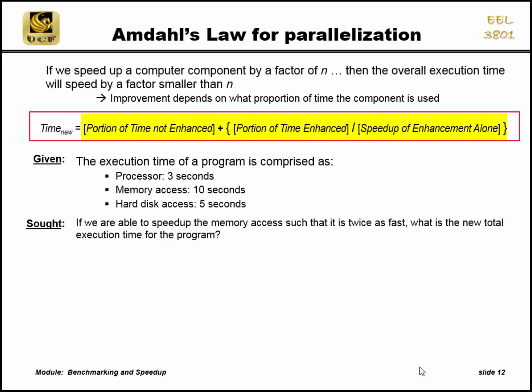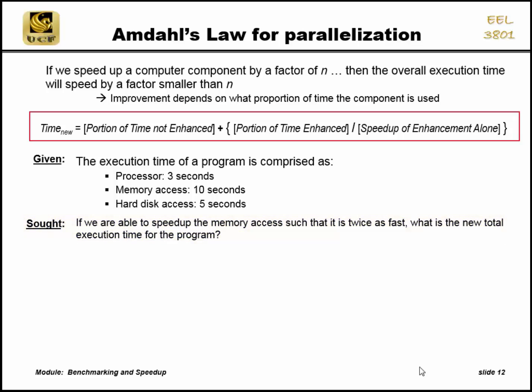How do we solve this problem? Well, here we have some proportion that's not enhanced and some proportion that's enhanced. Before I show the answer, what proportion is being enhanced if we speed up the disk by a factor of 2? I'm sorry, memory. I just said disk. We speed up the memory access by a factor of 2. So memory is going to go from 10 to 5. We're going to change these other 2? In this enhancement, no. So the time not enhanced is 3 plus 5 is 8.